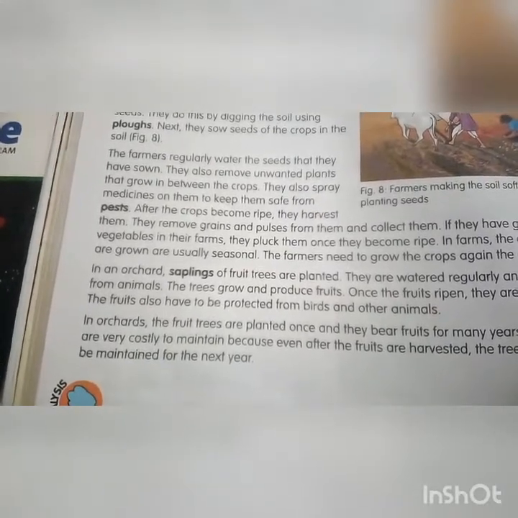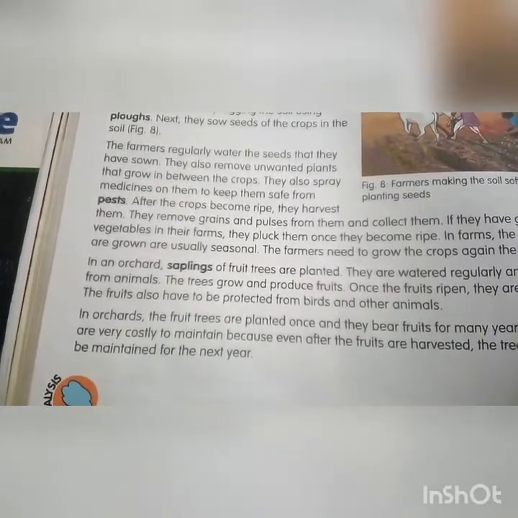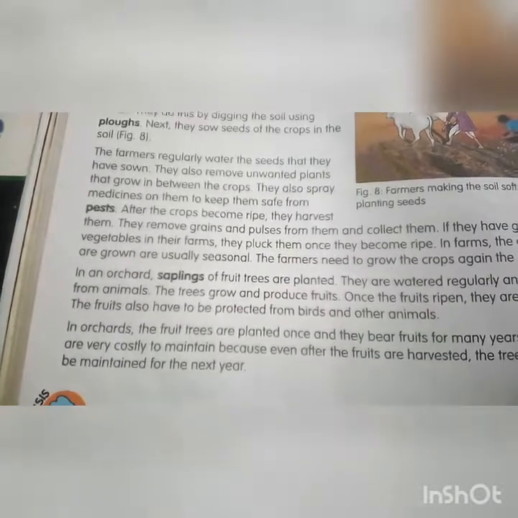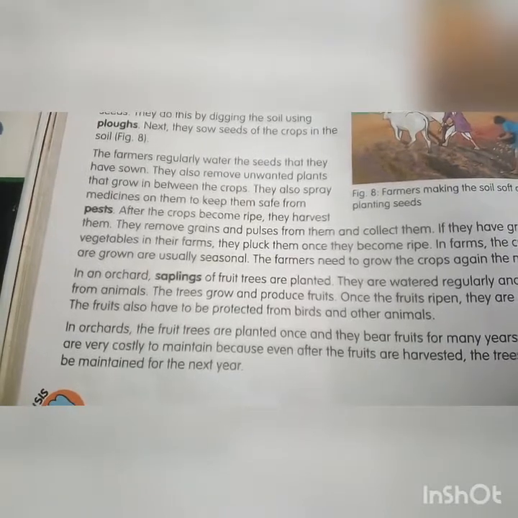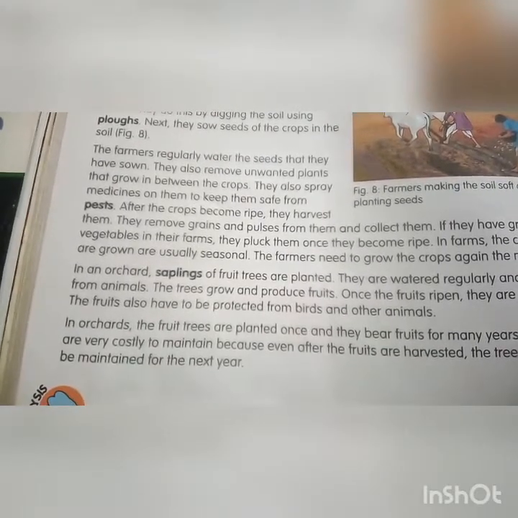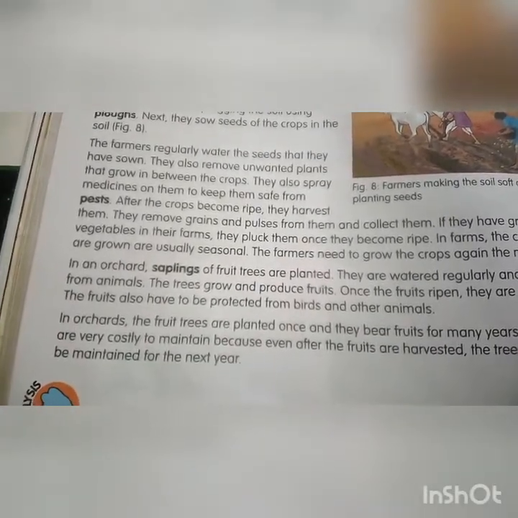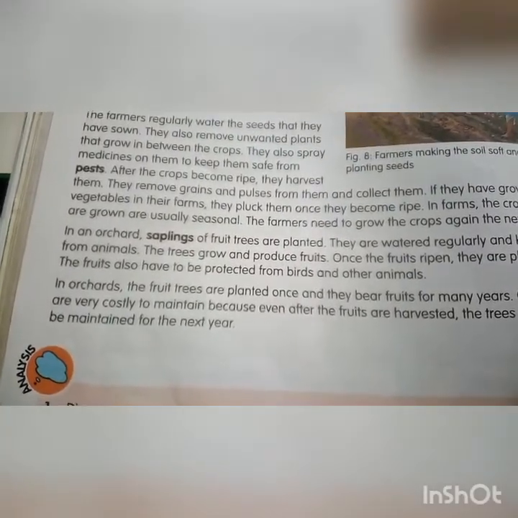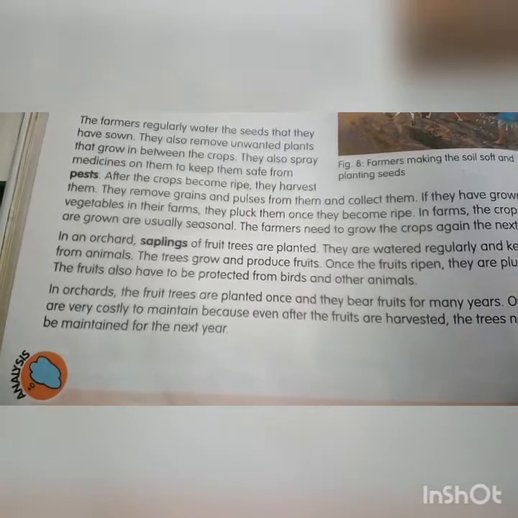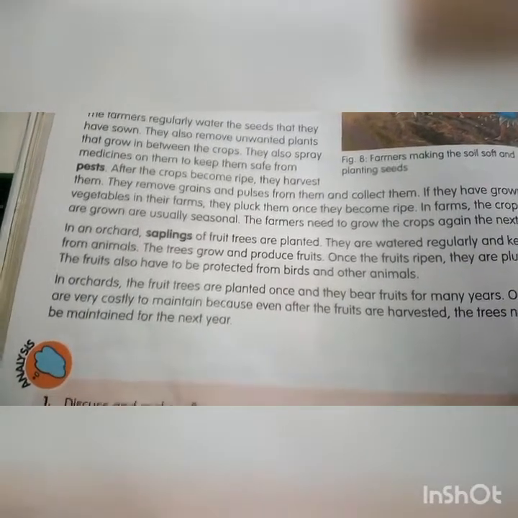After the crops become ripe, they harvest them. They remove grains and pulses from them and collect them. If they have grown vegetables in their farms, they pluck them once they become ripe. In farms, the crops that are grown are usually seasonal. The farmers need to grow the crops again the next year.